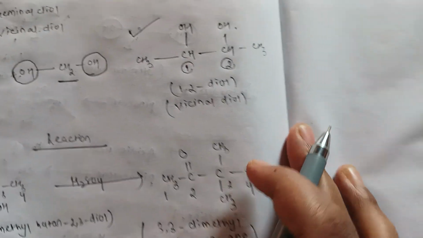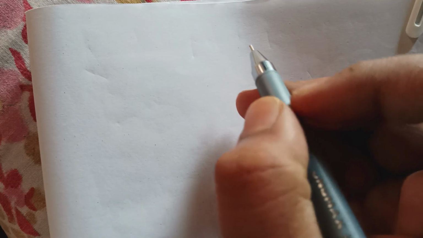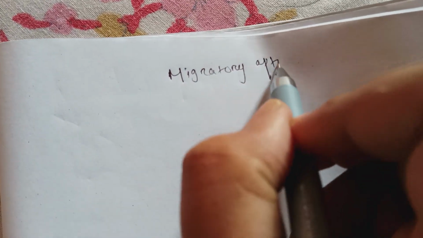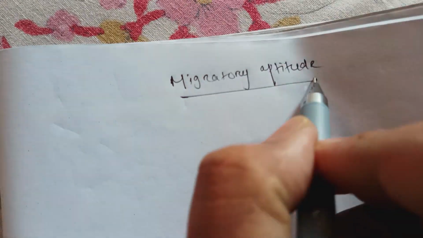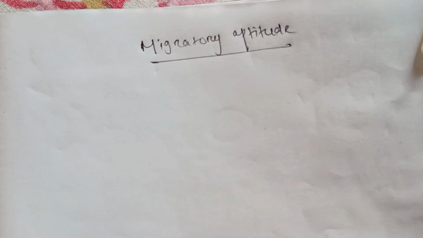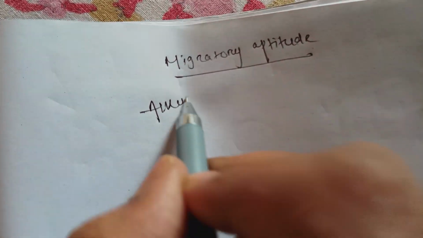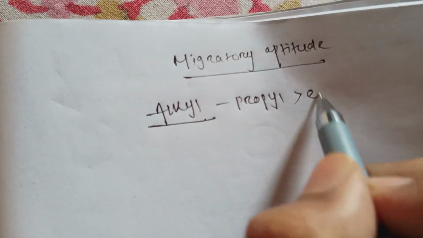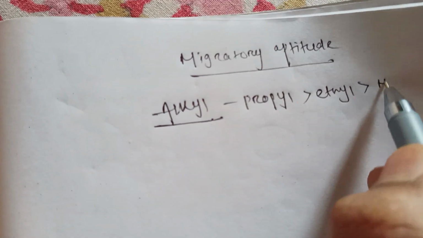And talking about migratory aptitude, let's study the migratory aptitude. So what is migratory aptitude? It is the shifting capacity. Which carbon group has more shifting capacity than the other? If we talk about alkyl groups, the propyl group shifts faster than ethyl, then methyl.